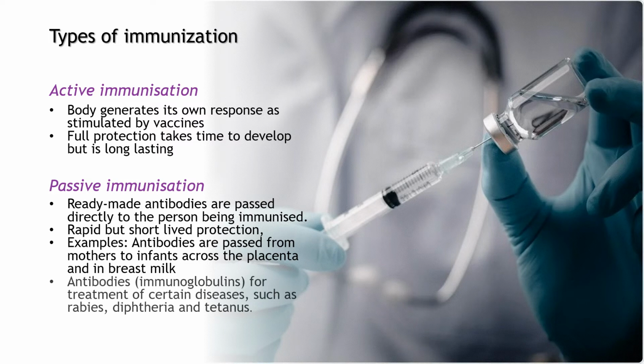Examples of this type of immunization include passive transfer of protective antibodies from mother to child through the placenta or breast milk, and in immunoglobulin infusions given for the treatment of certain diseases such as rabies and pertussis.